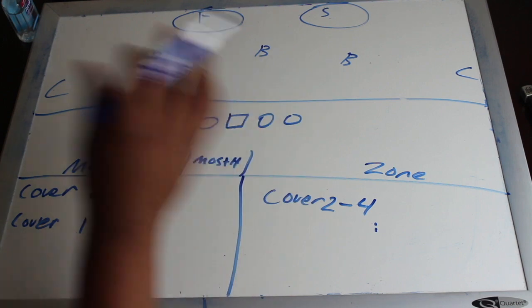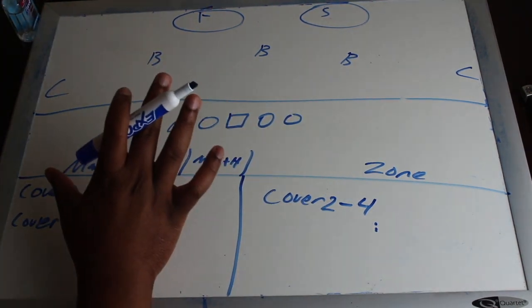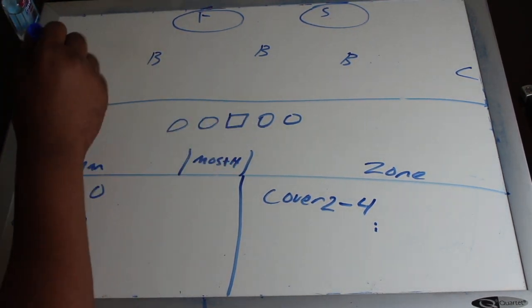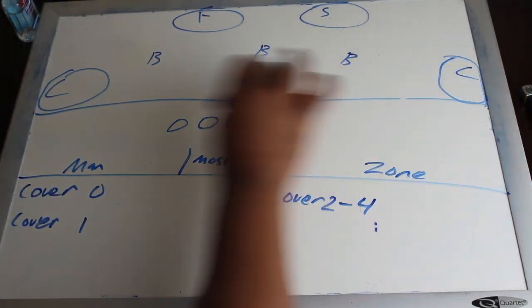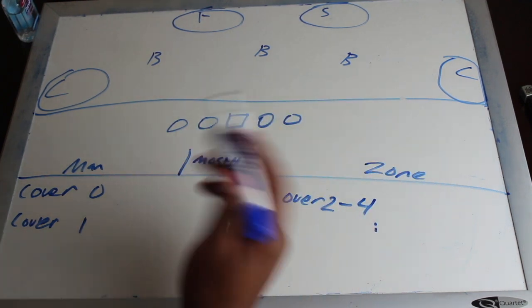That's your cover two. Now, what are we going to do with the rest of these guys? Well, what if they throw like a hitch or something short right there? Then we got to get somebody to cover the flats, which is the area right around the line of scrimmage. So that's what we're going to do with our corners.